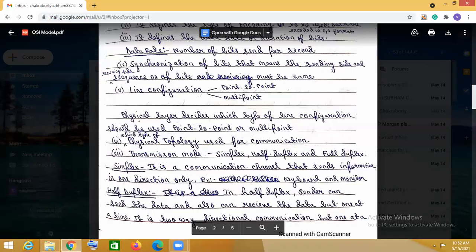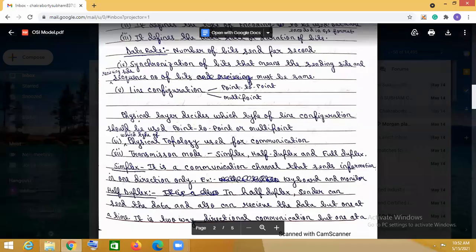Is it possible that from the system, through the keyboard, you get some message? It is not possible. Also in the case of the monitor, you see things through the monitor, but is it possible that you input something into the monitor? It is not possible. So that means one-way communication. It is a communication channel that sends information in one direction only. That is simplex. Now, what is half duplex? In half duplex, the sender can send the data and also receive the data.